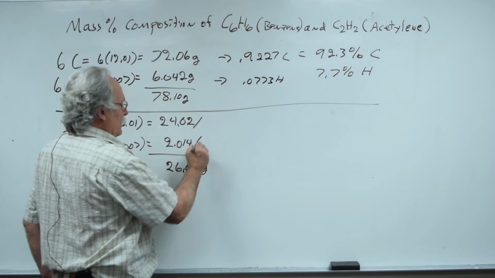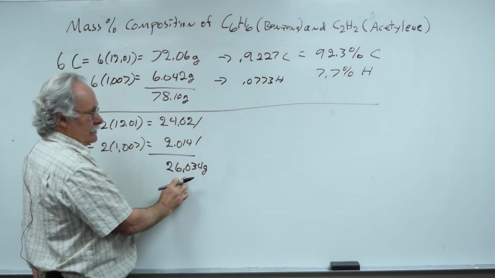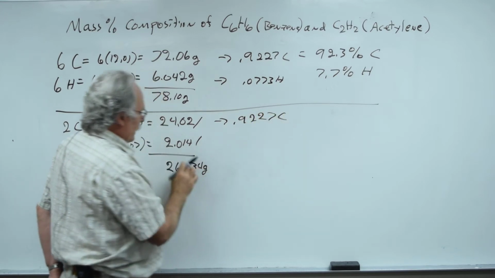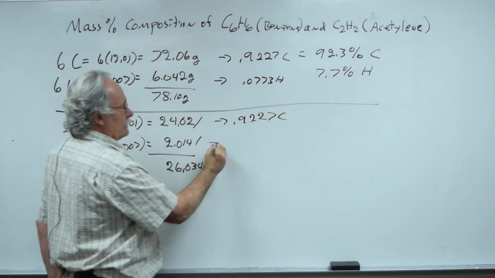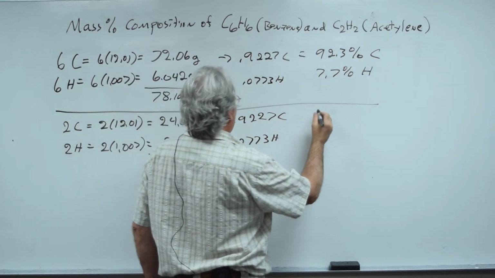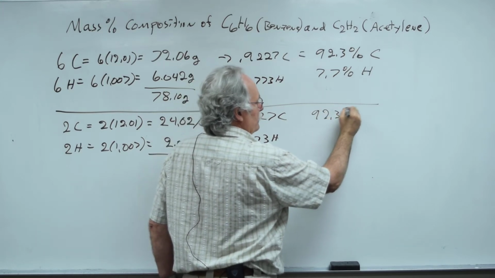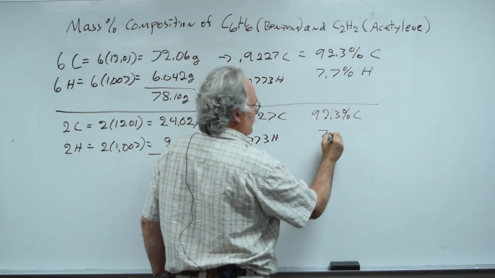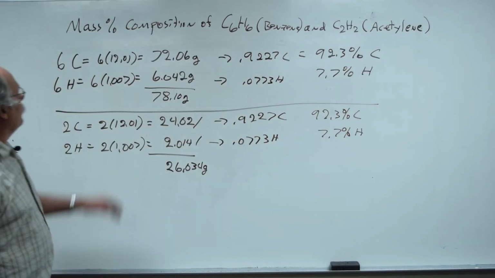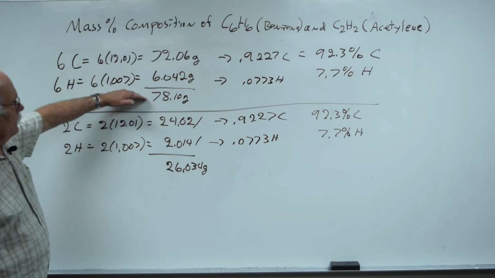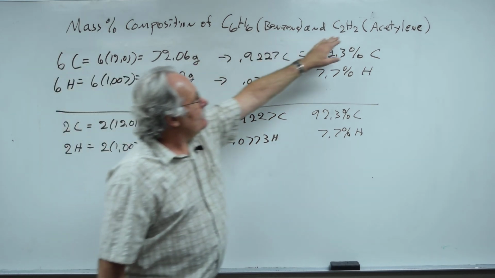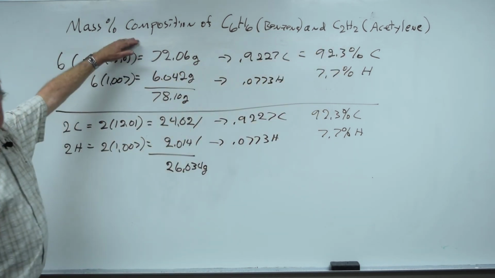If I divide the 24 into the 26, I get 0.9227 carbon. And if I divide the 2 into the 26, I get 0.0773 hydrogen. And this gives me 92.3% carbon and 7.7% hydrogen. And I see that even though the masses are different, the fractions are the same, and both benzene and acetylene have the same mass percent composition.